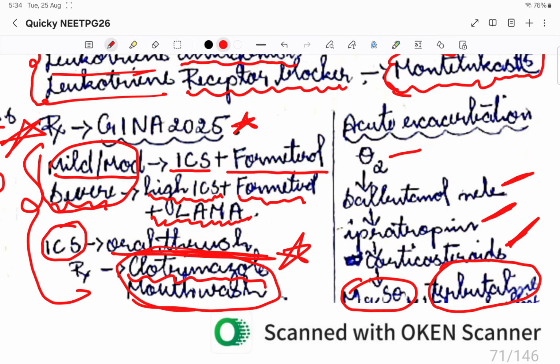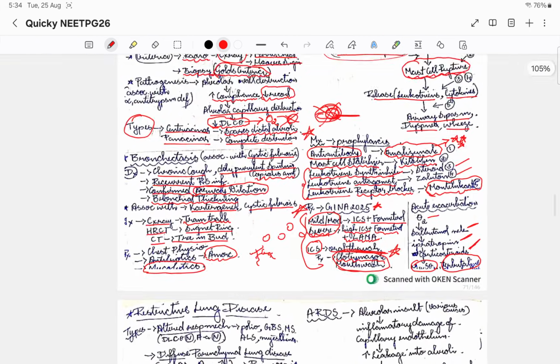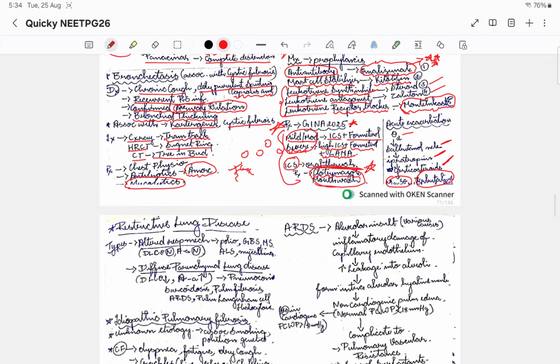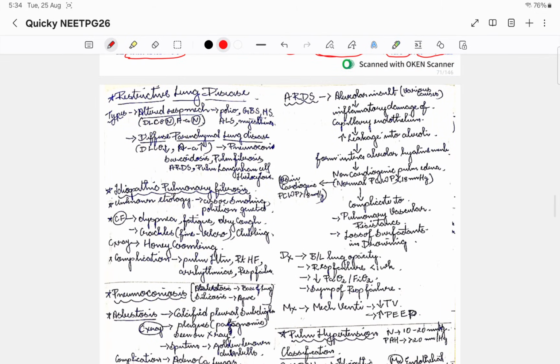O2, then we'll go for bronchodilation, that is salbutamol. Then we'll go for ipratropium bromide. Then we'll add a corticosteroid as an anti-inflammatory. Okay. So if this doesn't work, then we'll go for the higher level drugs, that is magnesium sulfate and terbutaline. Okay, so this is how you treat a case of asthma. Okay, that is all with respect to all the obstructive lung diseases. Now let us go on to the restrictive lung diseases.